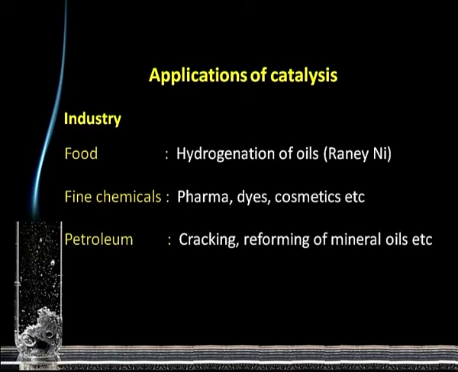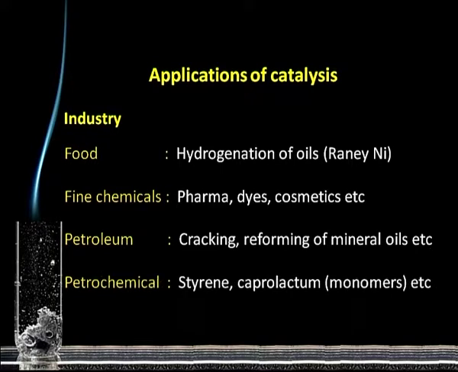Then we have the petroleum industry, where we carry out cracking reactions and reforming reactions in order to get desired products. Cracking means breaking down larger molecules into small molecules. Reforming means, say, cyclohexane to benzene. And then the petrochemical industry, where you have a host of monomers used in synthesizing polymers, like styrene and caprolactam. Caprolactam is the monomer for nylon 6.